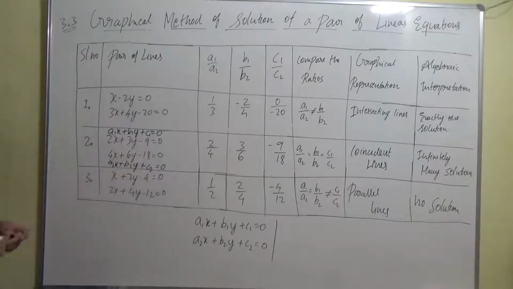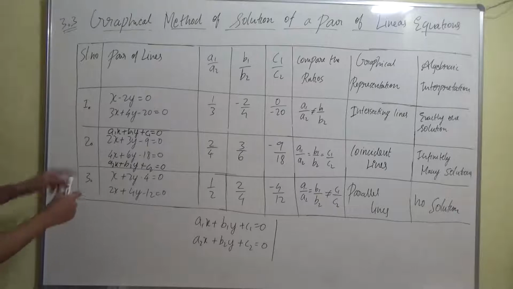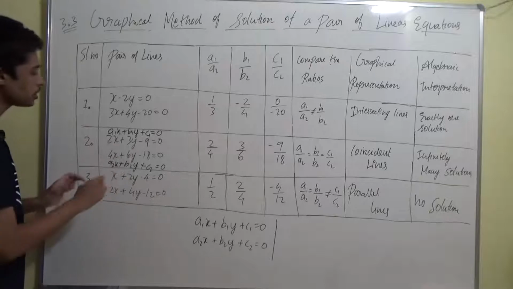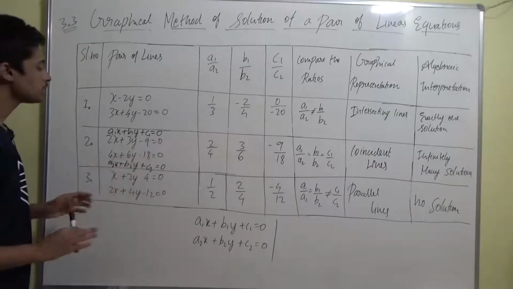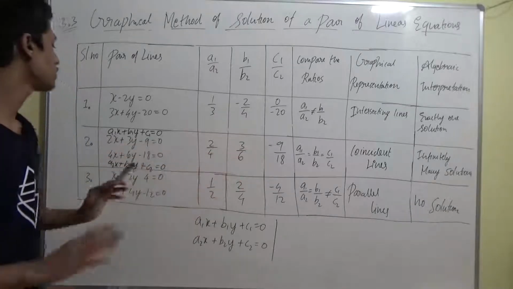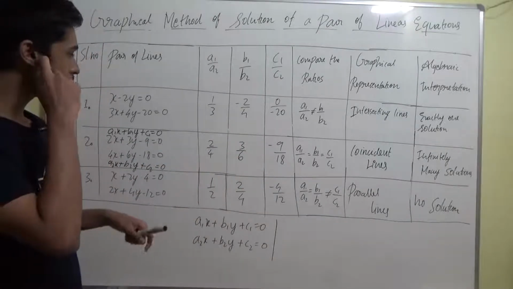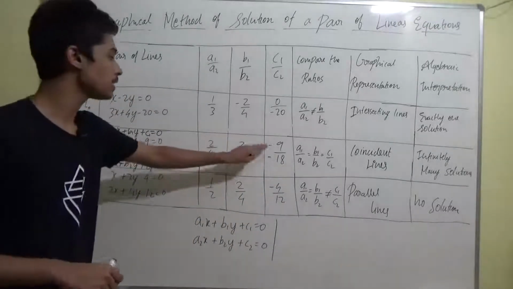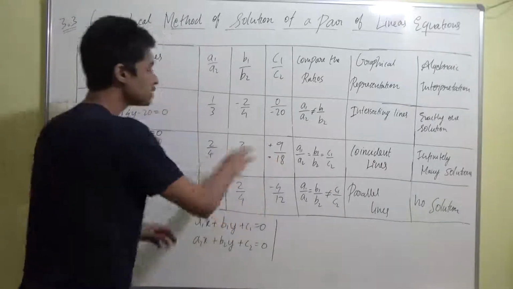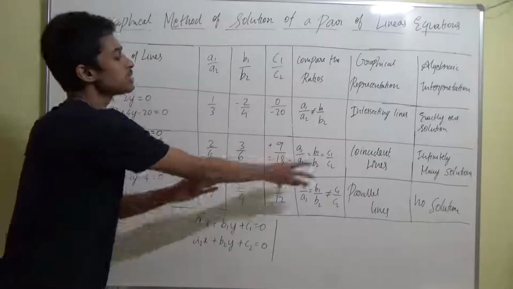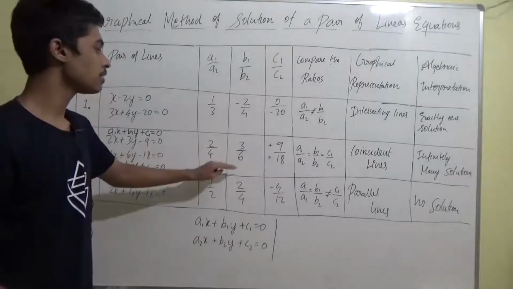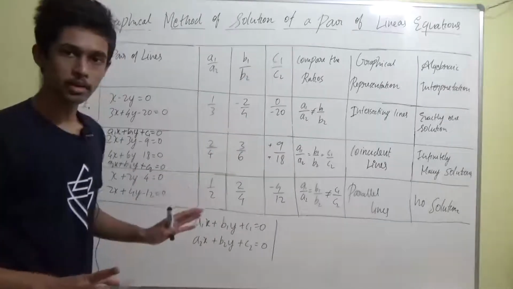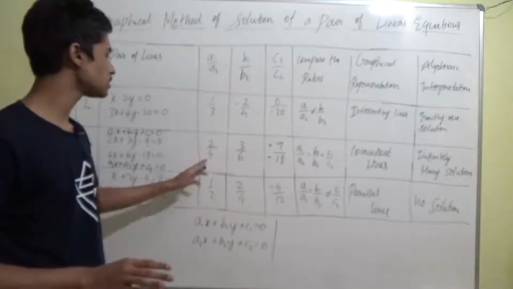So comparing the coefficients of the variable terms, we get to know that this is A1, this is A2. So A1 to A2 is going to be equal to 2 by 4 in this case. B1 to B2 is going to be equal to 3 by 6. And C1 to C2 is going to be equal to minus 9 by minus 18. Both are minus signs, so the minus gets cancelled, it becomes plus. So in this case, all these ratios are the same: A1 by A2, B1 by B2 and C1 by C2. 2 by 4 is nothing but 1 by 2, the simplest form of the ratio is 1 by 2.